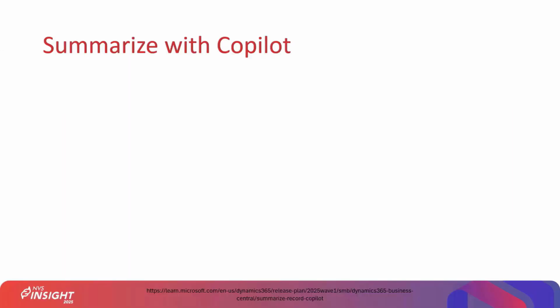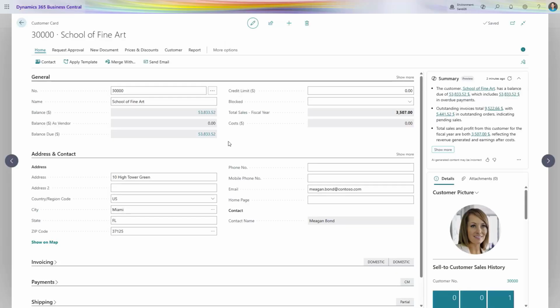First is an option to summarize with Copilot. I would like to show some examples of this in Business Central. This Summarize with Copilot option will be available as a new summary fact box display on card and document pages, things like the customer card, sales order, item. In this customer card example, I can see my Copilot summary preview to the right.